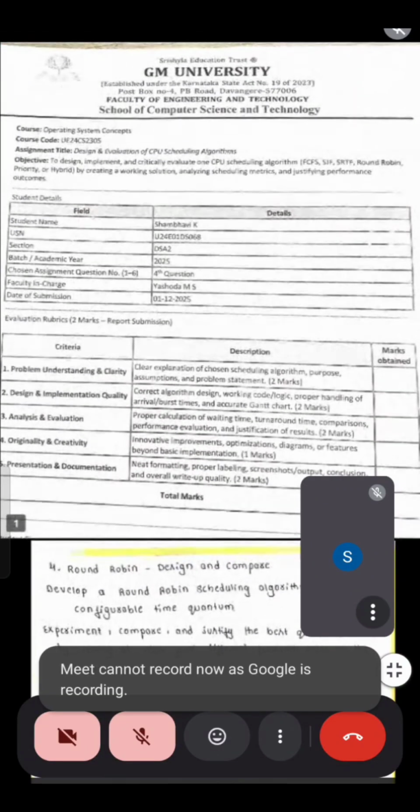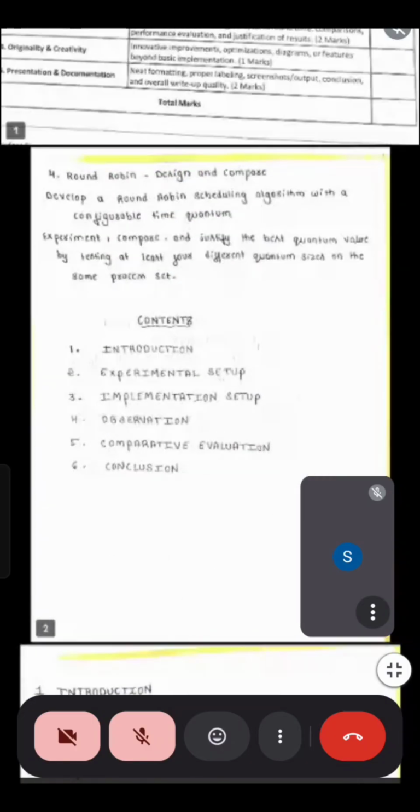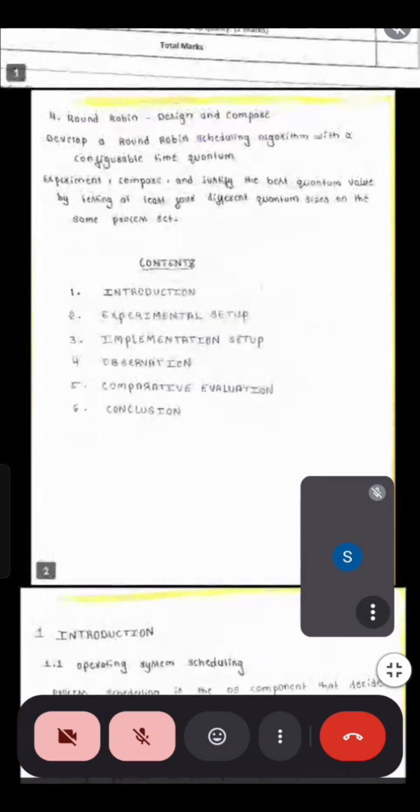I am Shambhavi. I am going to explain the topic round robin design and compare. Develop a round robin scheduling algorithm with a configurable time quantum. Experiment, compare, and justify the best quantum value by testing at least four different quantum sizes on the same process set.